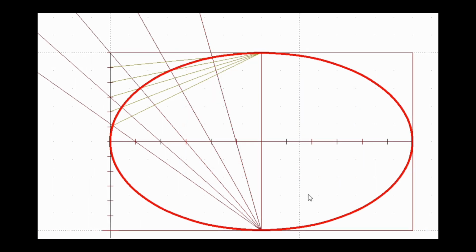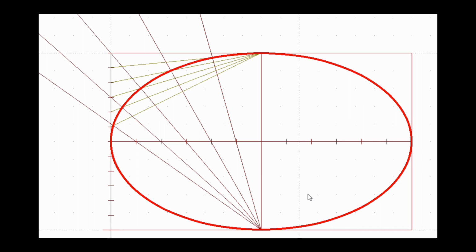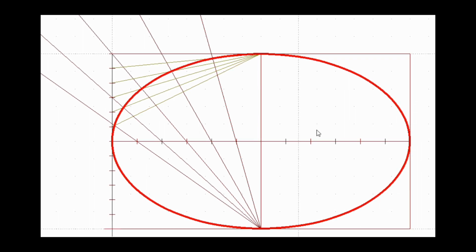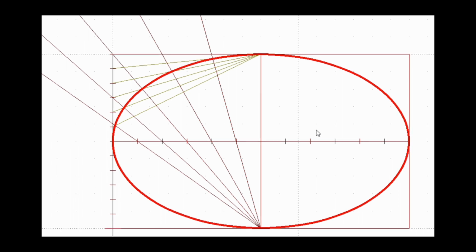Yes, so this is the complete drawing of the ellipse, and this is what our final solution will look like.